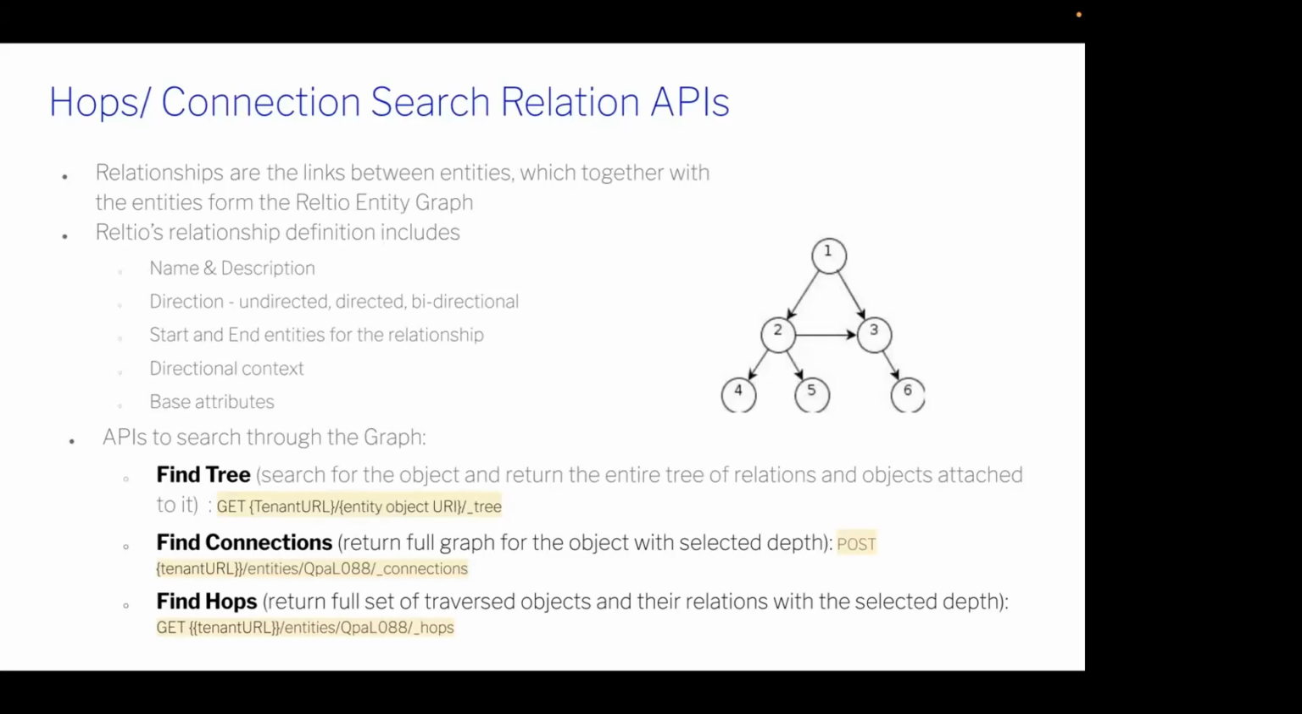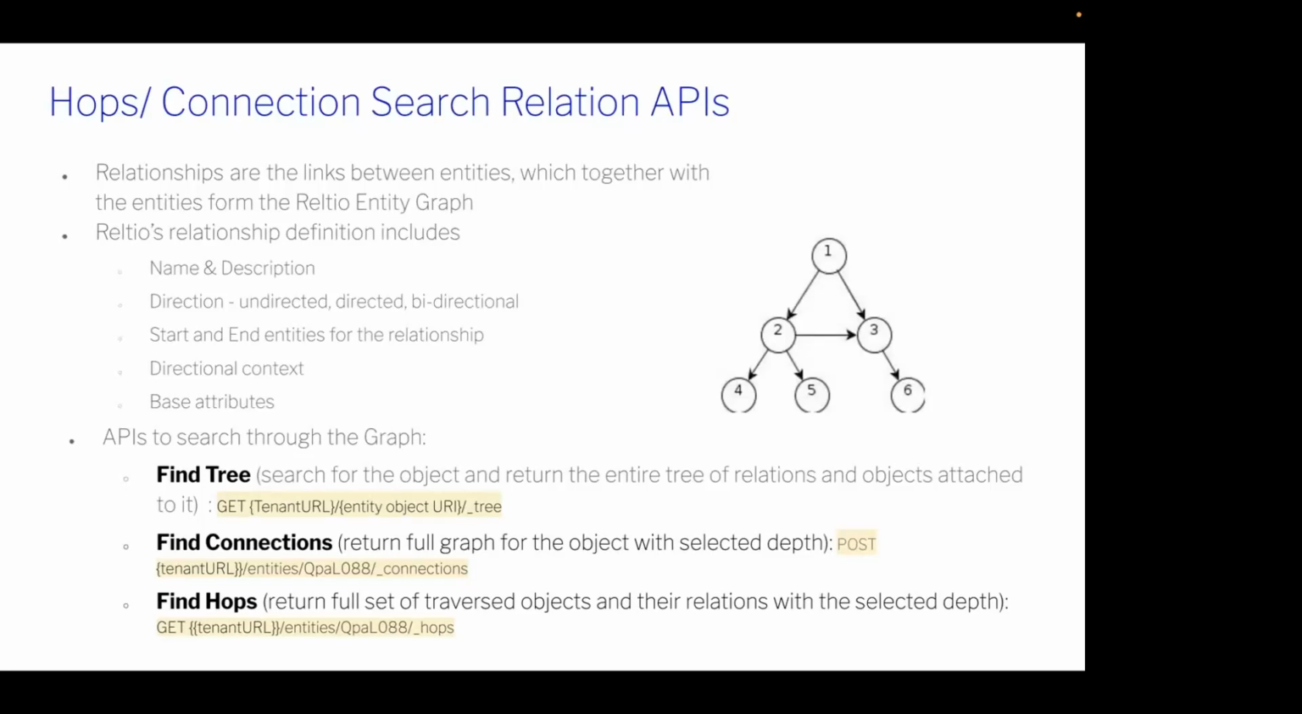Find hops works slightly differently. It will first find all the objects and all the hops between them. And again, you can define the depth. So, for example, you want to go just one level up and one level down, or you want to go level down and then level left and right from this object. You define this with the depth you want to go with when you're searching for your hops.